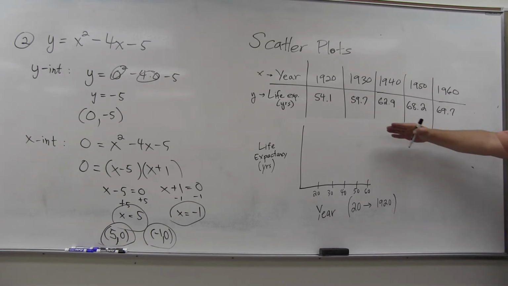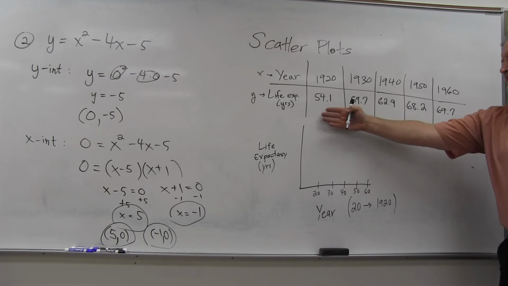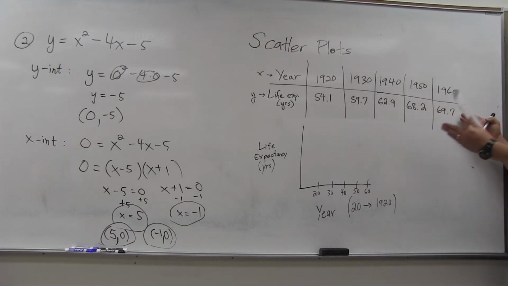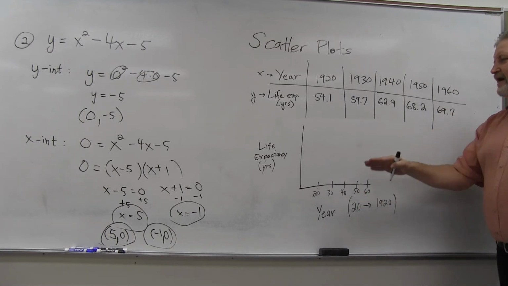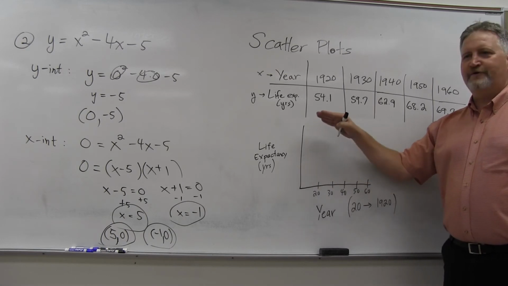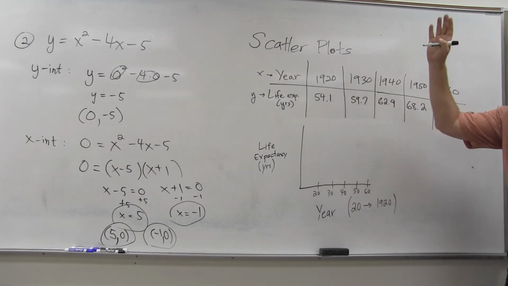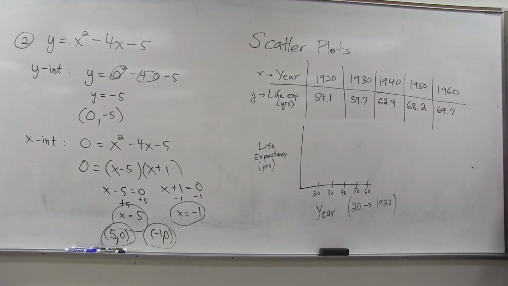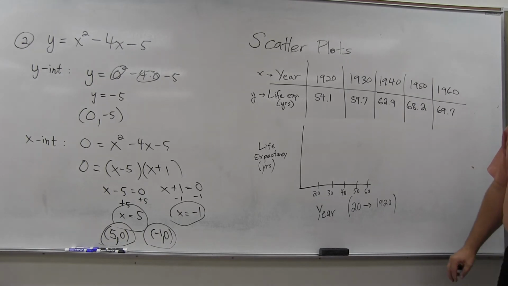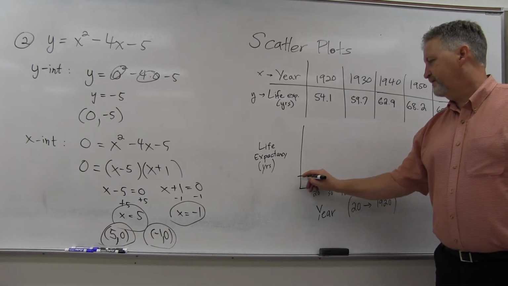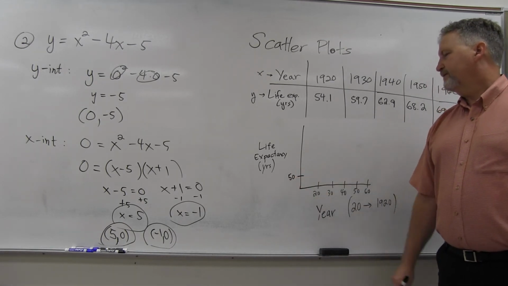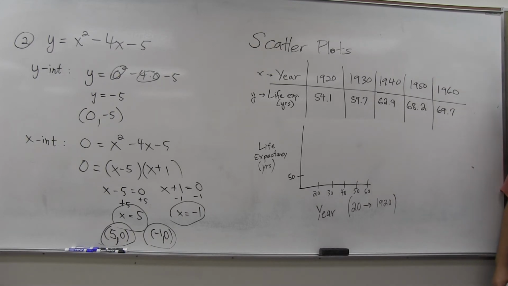Now over here, they're large numbers, but they're packed together, so I probably don't want to mark off a scale of 1 starting at 1, because I would have to go to 54 up to almost 70. So let's make a little adjustment here. Let's start over here at 50. That'll be okay for our purposes.